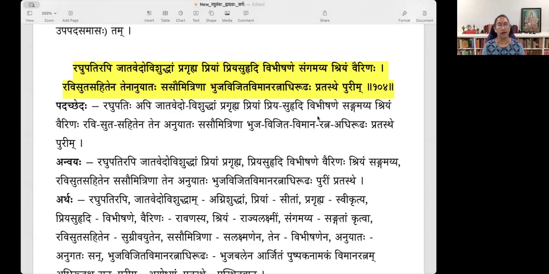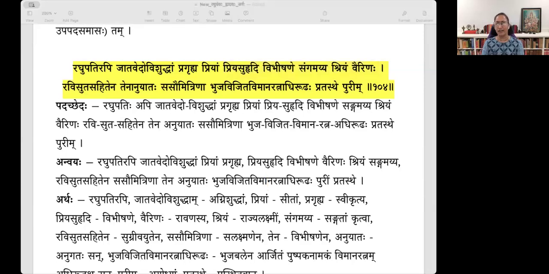So there are 19 syllables. Raghupati rahi api. Jata vedo vishuddham priyam pragrihya. He accepted his wife, beloved Sita, who was Vishuddha, who was made pure by the fire. So after the test of fire. Jatavedaha is Agnihi. So Agni Vishuddham Priyam Pragrihya. He accepted her. Priya Suhridi Vibhishane Vairinaha Shriyam Sangamaya. So each padam becomes one section here, one clause to understand. Priya Suhridi Vibhishane, he gave the enemy's wealth, Vairinaha Shriyam, Shatrunaha Shriyam, Rajyam, Priya Suhridi Vibhishane Sangamaya. He gave it to his Priya Suhrit, his friend Vibhishana.